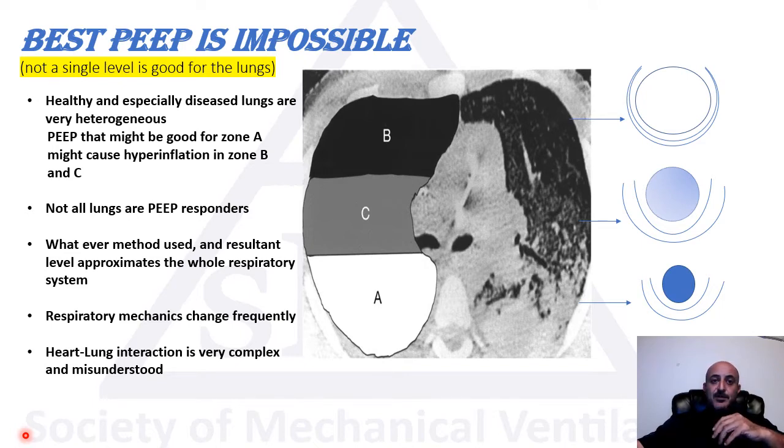One of the other problems is that our respiratory mechanics change very frequently, sometimes even in the same breath. So the PEEP that you measured and applied 5 minutes ago might not be the best PEEP right now for the patient. Also, the heart-lung interaction is very complex, especially with positive pressure, and not very well understood.